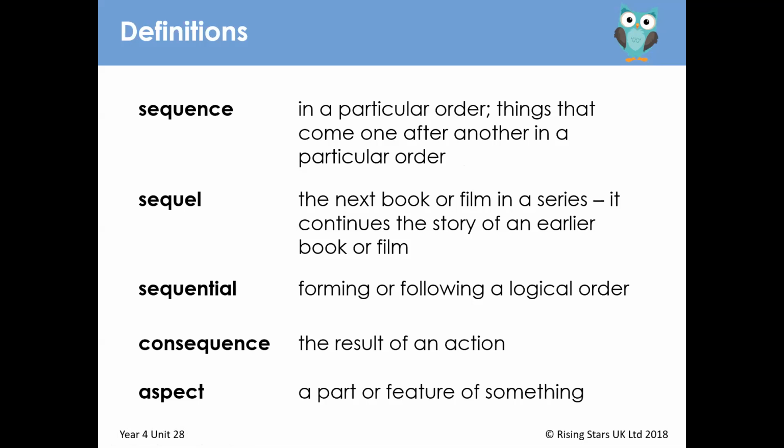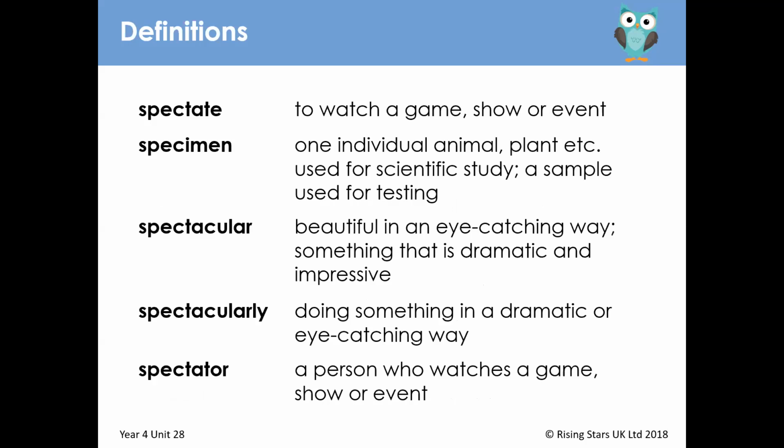Consequence, the result of an action. So for example, if you've done something really good, your consequence might be a nice reward. Or you could have done something bad and you will have a negative consequence. Aspect, a part or feature of something. Then spectate, to watch a game, show, or event.